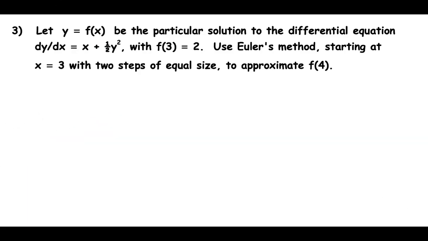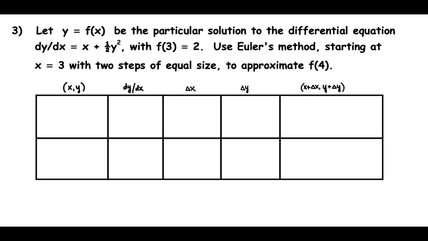Here's one more Euler's method example problem, just a different way to present the problem. This time I did not include a table. We'll have to make our own. Not a big deal. But it says use Euler's method starting at x equals 3 with 2 steps of equal size. So we'll have to figure out what our delta x is going to be to approximate f of 4. Well, if we're going from x equals 3 to x equals 4, I think you can see that our step size has to be 1/2, so that's the delta x. Let's go ahead and create the table, and we'll fill it in and get an answer.